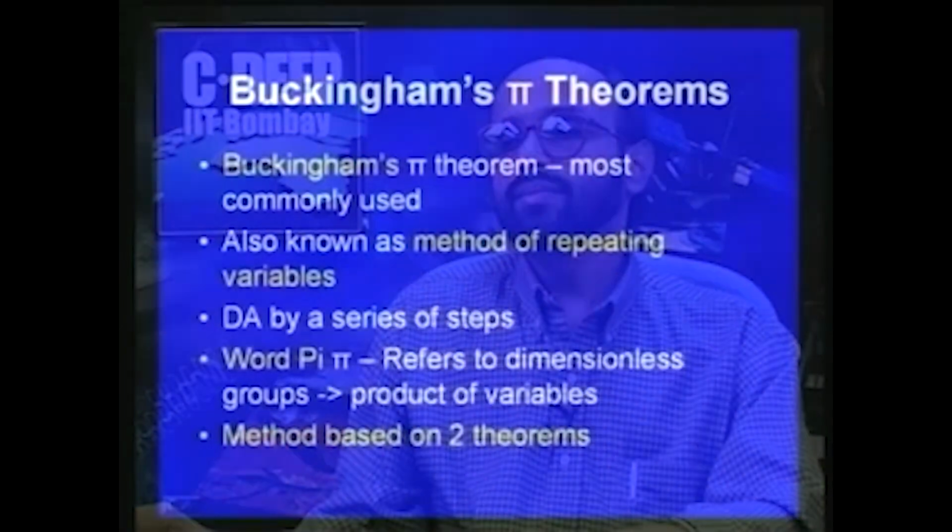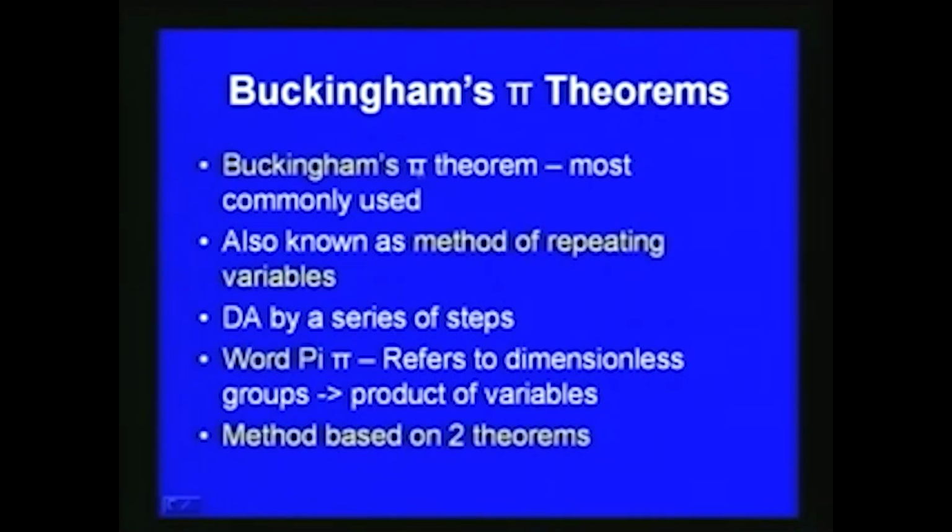Now Rayleigh's method, as I mentioned, has some disadvantages. When the number of variables or parameters is very large, it is very difficult to deal with, and the system becomes quite complex. To deal with these kinds of problems, the method used is called the Buckingham pi theorem. The Buckingham pi theorem is the most commonly used method, and it is also known as the method of repeating variables.